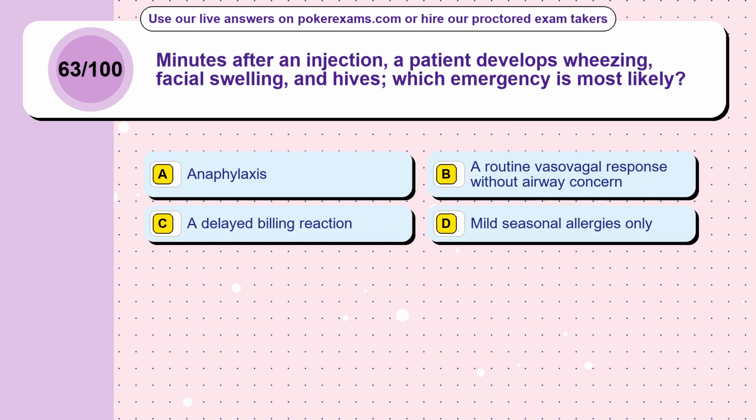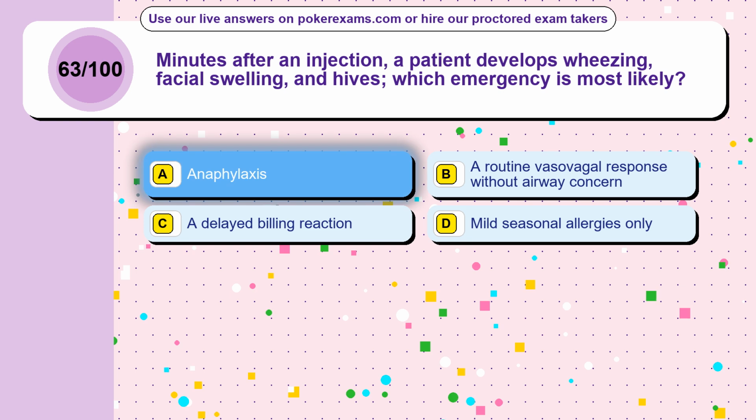Question 63. Minutes after an injection, a patient develops wheezing, facial swelling, and hives. Which emergency is most likely? Option A, anaphylaxis. Option B, a routine vasovagal response without airway concern. Option C, a delayed billing reaction. Option D, mild seasonal allergies only.